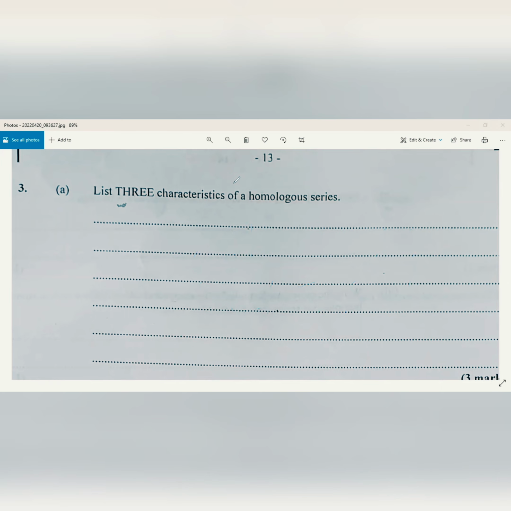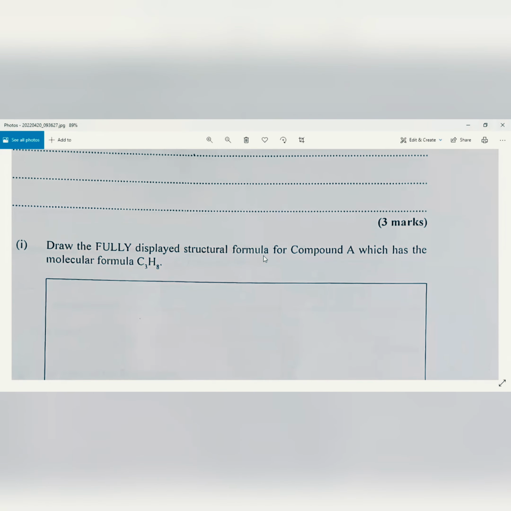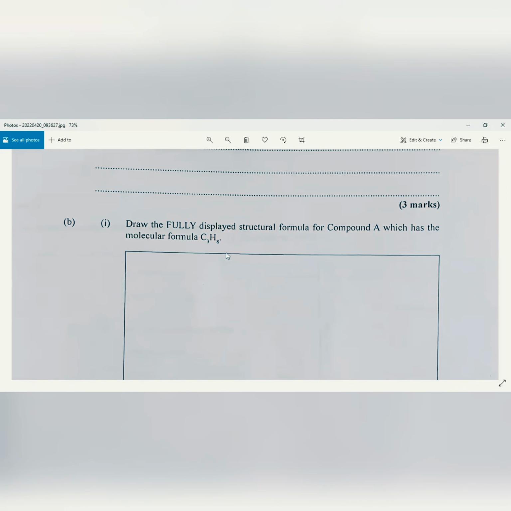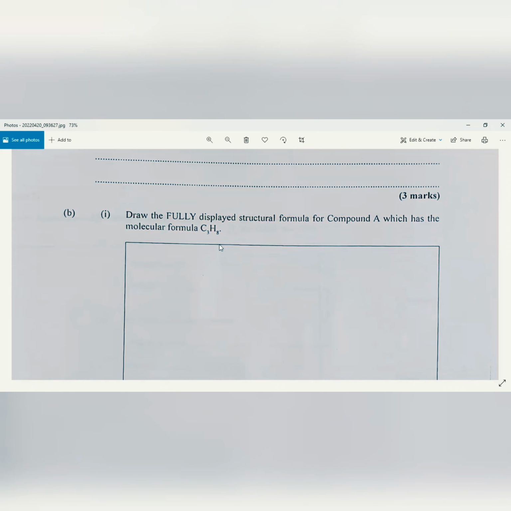Let us see what is the next question to answer down here. It says, draw the fully displayed structural formula for compound A, which has a molecular formula C3H8. So now what they're asking you to do is this. You have a formula here, C3H8. You have to determine which homologous series this belongs to. Okay, so now, is it an alkane, alkene, alkyne, acid, ester? We know it's not an ester because it contains no oxygen. That also eliminates acids. That also eliminates alcohols. So now we're left with alkanes and alkenes. Alkynes, they tend to not really test on, so we'll just focus on the alkanes and the alkenes.